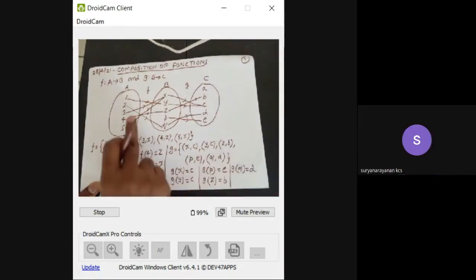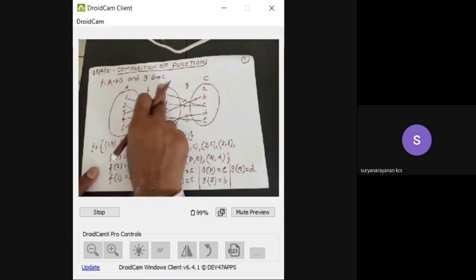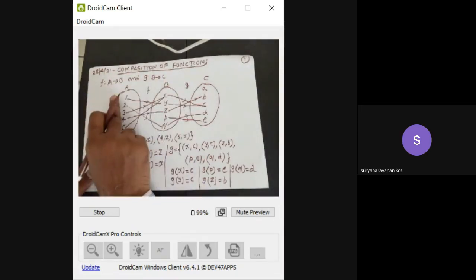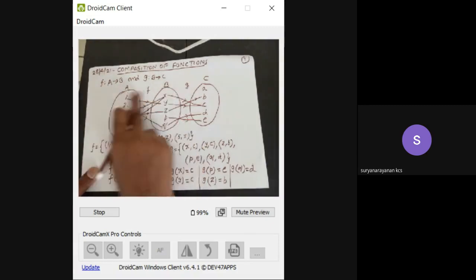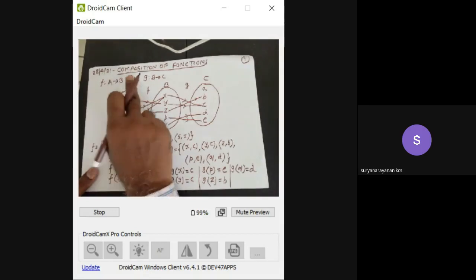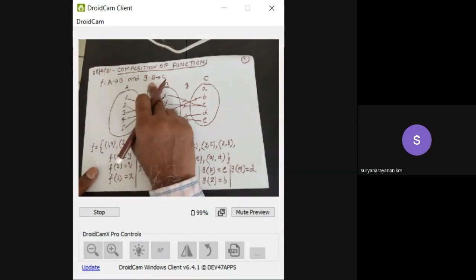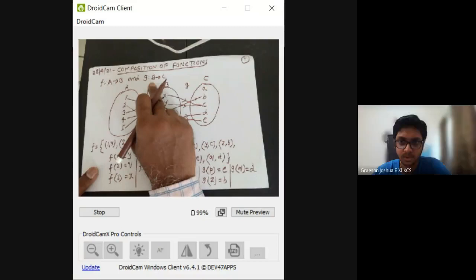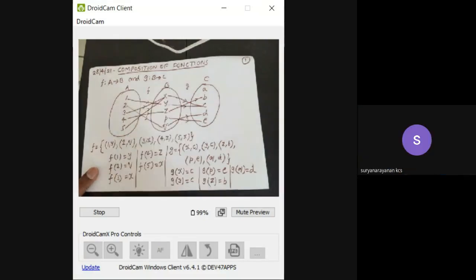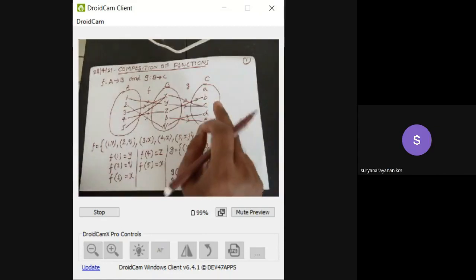Yes, sir. Now come to this point, composition of these two functions. How do you denote the composition of these two functions? What is the domain of f here? A. What is the codomain of function f? B. What is the domain of G? B. What is the codomain of G? C. The codomain of G is C.